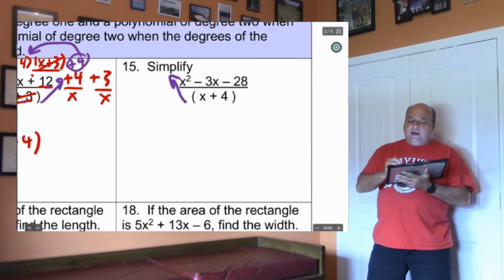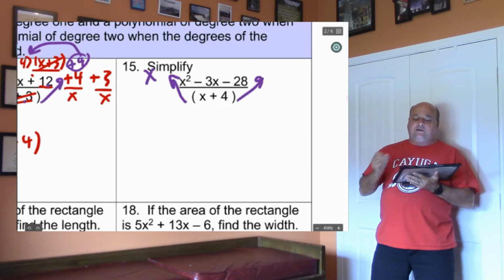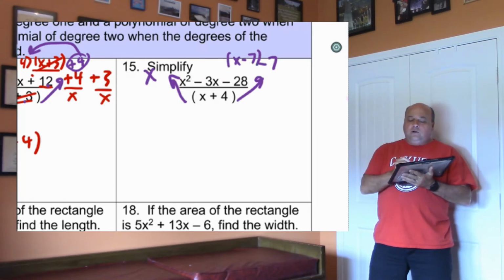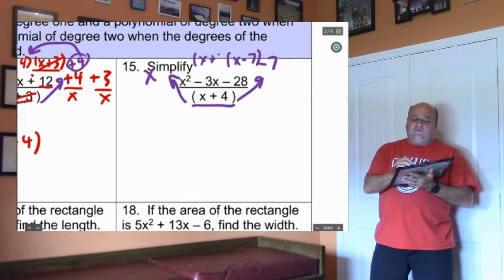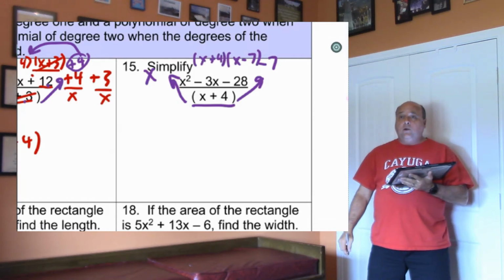So go this way and this way. X times what is x squared? It's x, right? 4 times what is negative 28? It's negative 7, right? So I know one of my factors will be x minus 7. Rewrite this one, x plus 4. Those are the factors of that polynomial at the top.